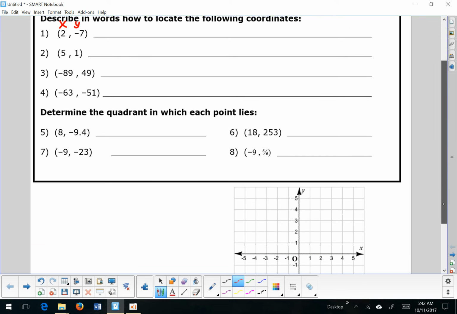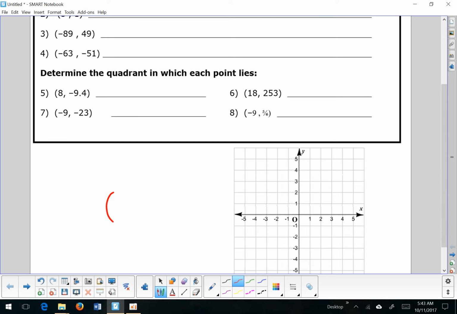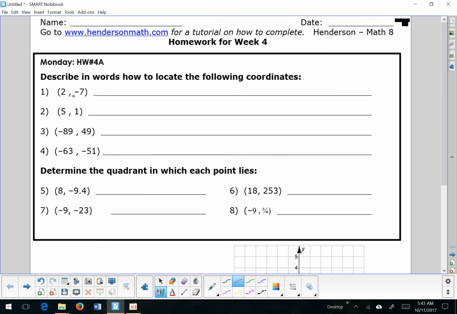So if I think about this on a coordinate plane, the point 2, negative 7 has an x-coordinate value of positive 2 and a y-coordinate value of negative 7. Therefore, if I start at the origin and I want to get to this location, I would need to move 2 units to the right and then 7 units down. That's how I would describe the location of this point, how you move from the origin to get there.